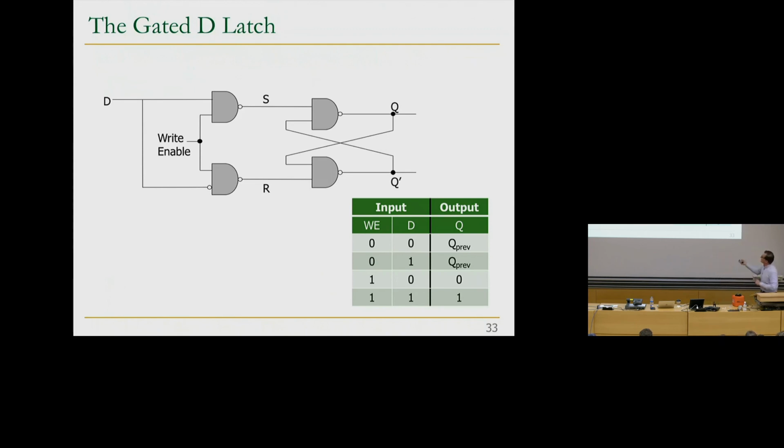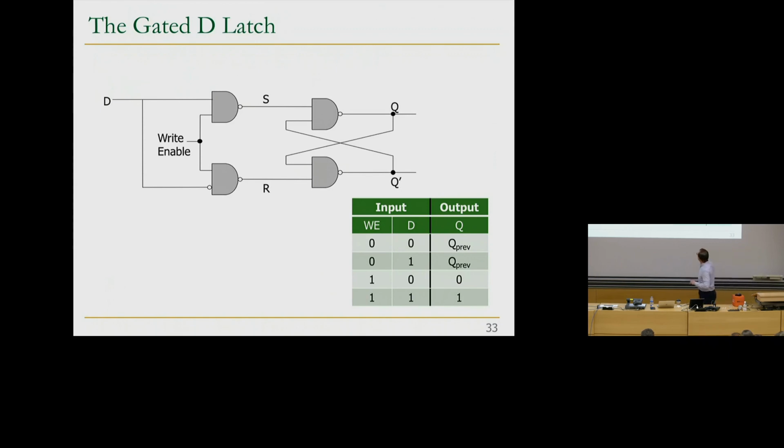Okay, so now we have the gated D latch that ensures that S and R can never be 0 at the same time. But this is not exactly what we want in the end. We will see in a bit. Let's take a look at one operational property of this one. Basically, when write enable is 1, the output value is changing. Whenever the write enable value is equal to 1, the output value changes.